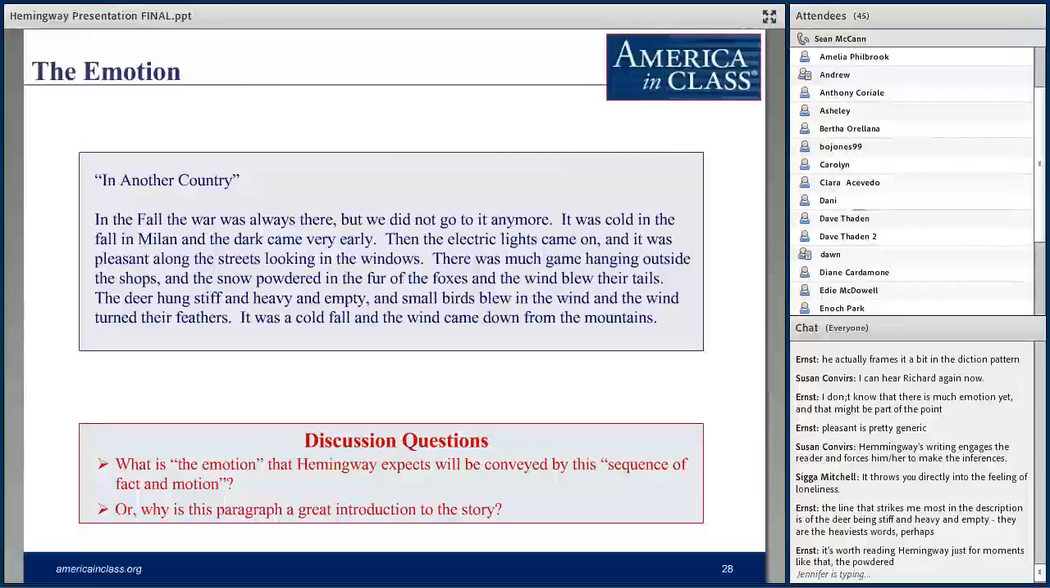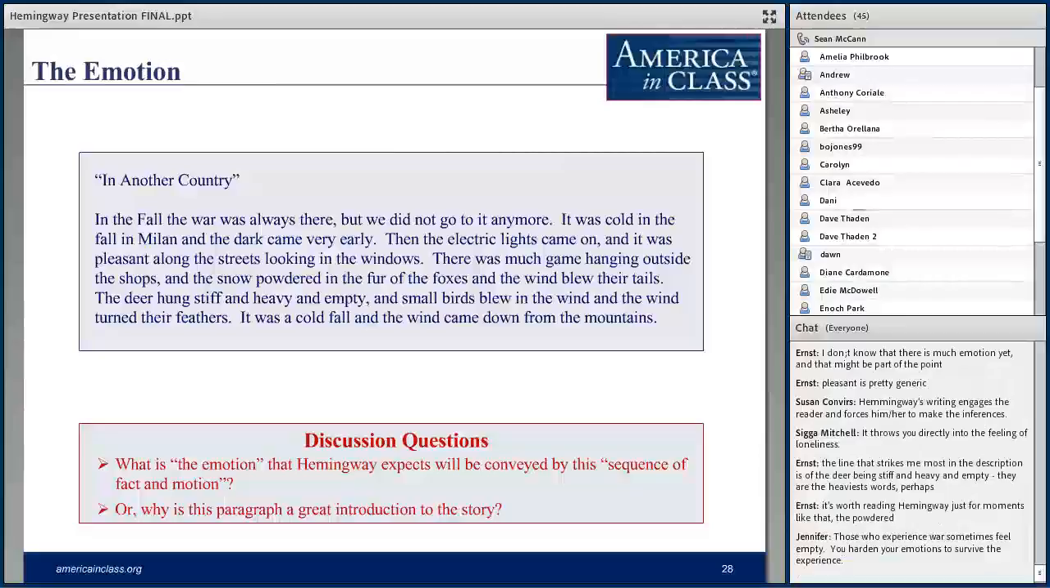That is, through the very minimal diction, virtually no distinctive predication, repetition of word choice, great simplicity, when there is something that is unusual in that context, boy, does it stand out. So powdered. Maybe the most distinctive verb in the whole paragraph, and it makes a striking impression, therefore.